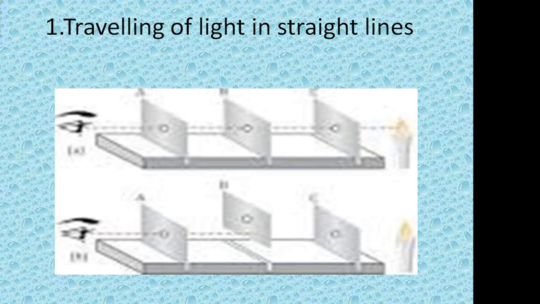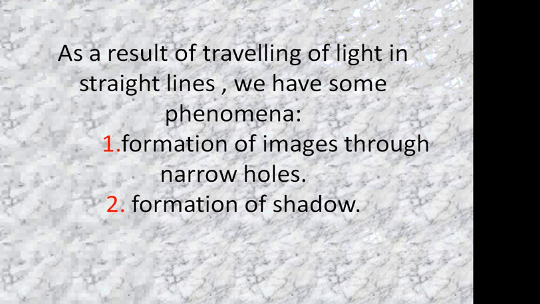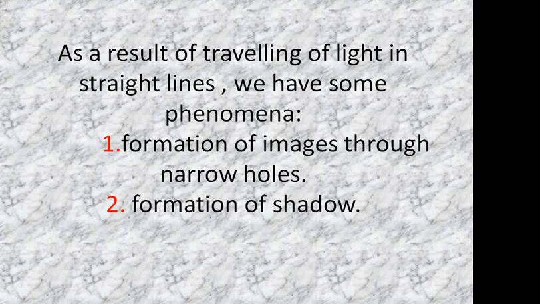Another example to prove the traveling of light in straight lines: we have two phenomena that prove light travels in a straight line, the formation of images through narrow holes and the formation of shadows. Firstly, the formation of images through narrow holes.